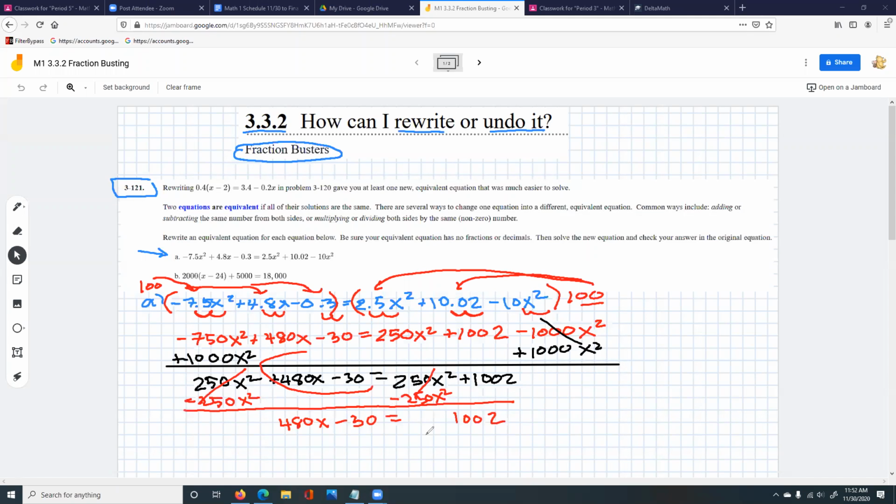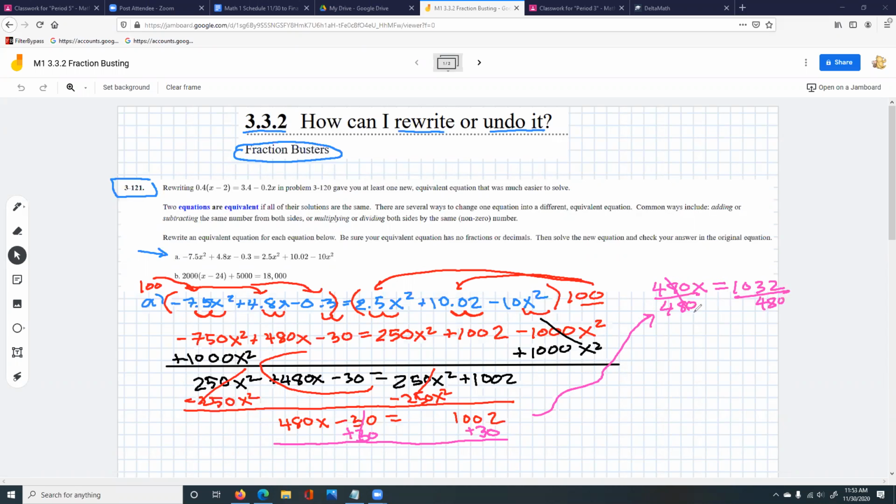Now we just have a simple linear equation to solve, 2 more steps. Let's add 30 to both sides, add 30, add 30. I'm going to continue over here because I'm running out of space. 480x equals 1032. And then our last step, divide by 480, divide by 480.